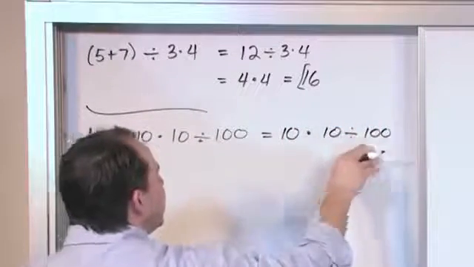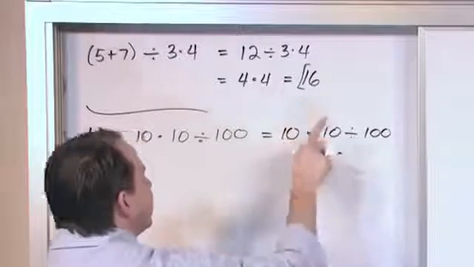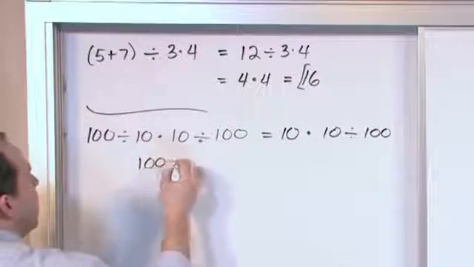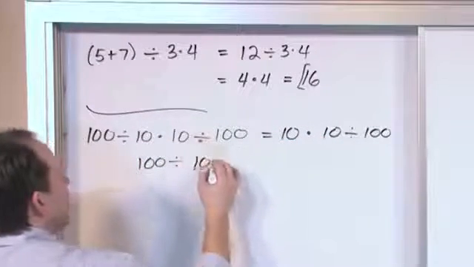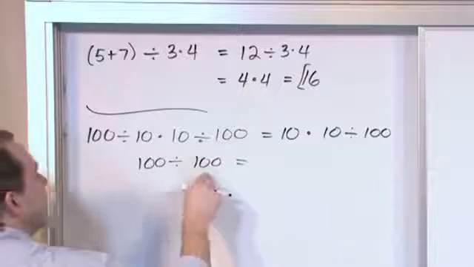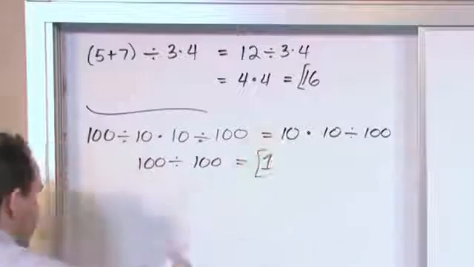All right, same thing here. We do left to right. 10 times 10 gives us 100. And I carry this along for the ride. And then finally, the only thing left to do is this division, which gives you 1. And this is the final answer.